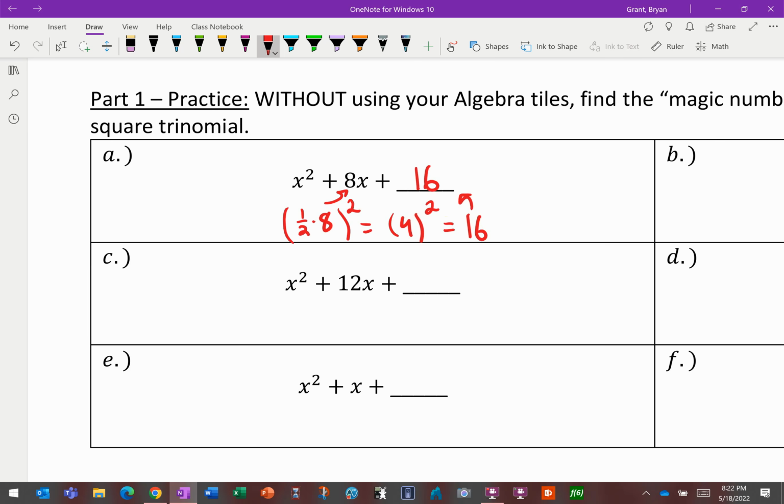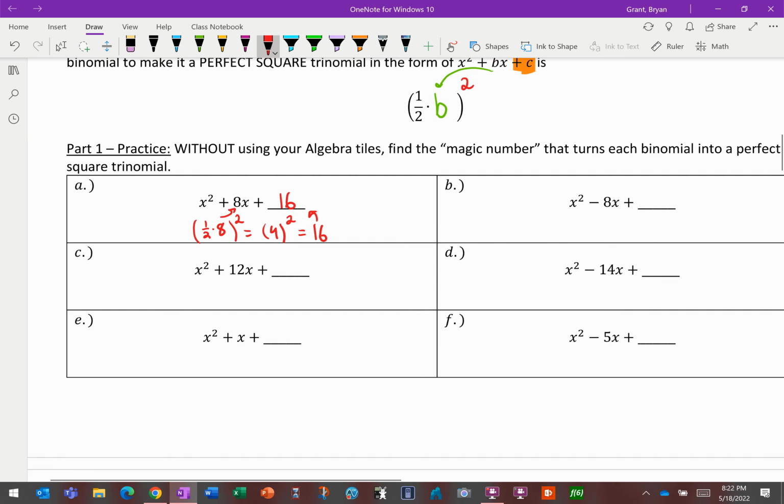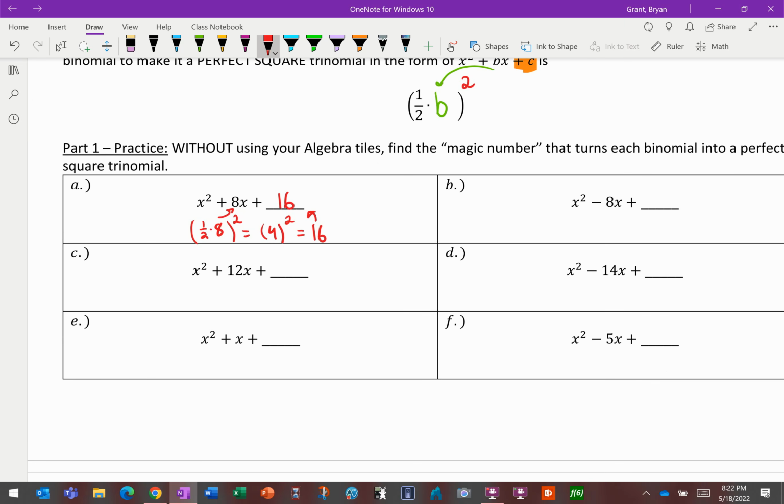plus 16. Okay, go ahead and try the rest of these, and I think by the end you'll understand why this formula is pretty useful, and then we'll move on to the next part of today. Ready, set, go. All right, we're back. The next one's very similar to A.